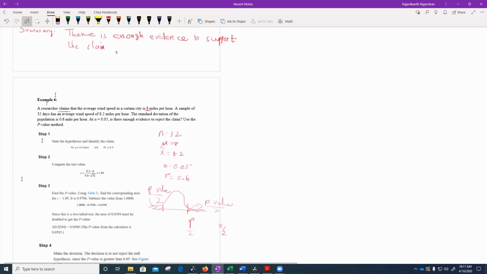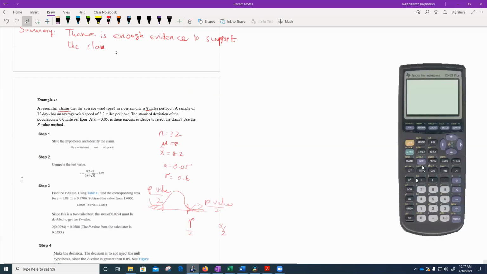So if you use the calculator, then let's see how it happens. I'm using the calculator. So stat, go to test, and again the test, and okay, let us input our data. Then what is mu naught now? Mu naught is 8. And what is my standard deviation? It is 0.6. And what is my x bar? 8.2. And what is little n? 32.